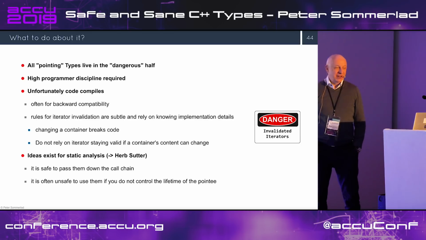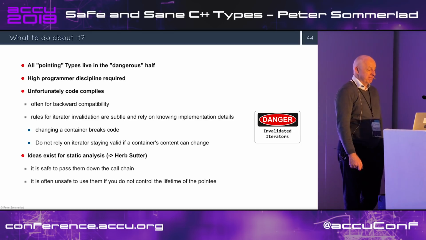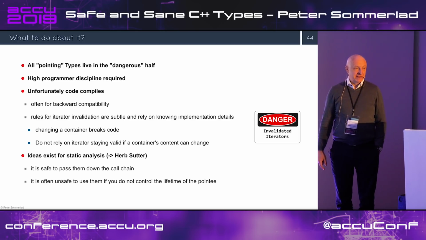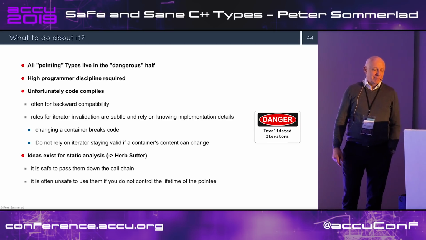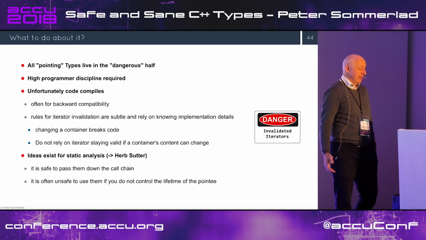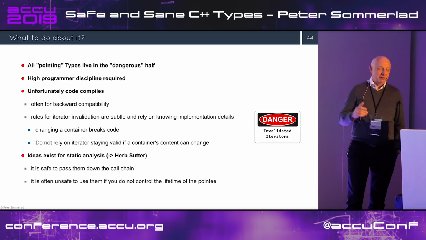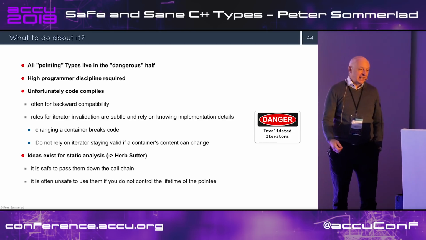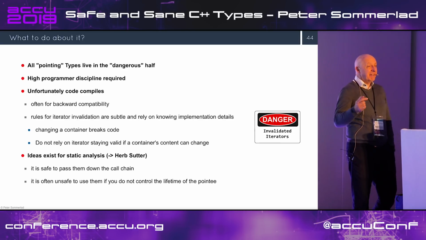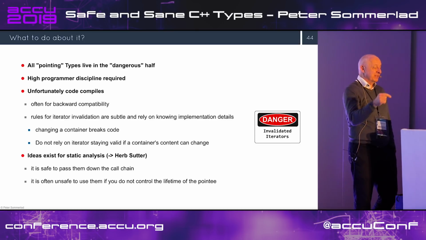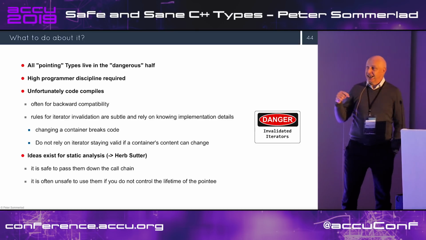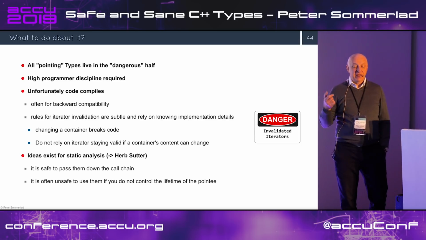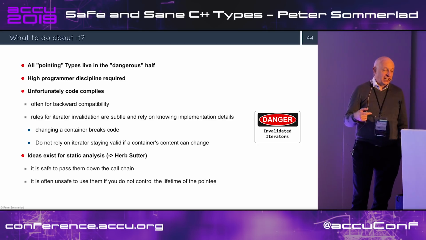The thing is, all pointing types live in the dangerous half of my 4 quadrants, and they require programmer discipline. In C, everything requires programmer discipline. In C++, only these require programmer discipline and the types inherited from C. The bad thing is a lot of code just compiles. It even works most of the time, or just seems to work. And it's easy to break code by changing the container. So do not rely on the iterator staying valid if a container can change.